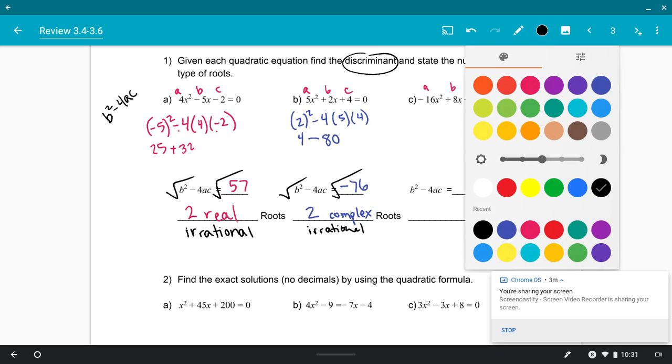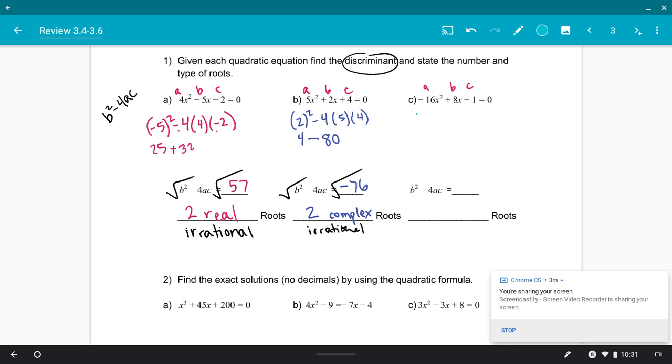And then this last one here, b squared minus 4ac, you would get 64. Negative times negative times negative is negative. 4 times 16 is 64. So that is 0. You're going to end up with one real root, because it equals 0. And then when you square root this, it's not going to come out weird. It's just going to come out nicely as 0. So that means it's going to be rational.